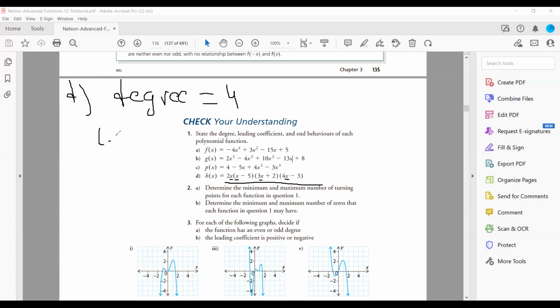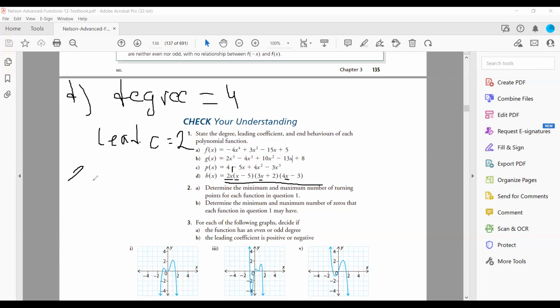Then the leading coefficient. To find the leading coefficient, we would have to look into this guy, because it's the only x that has some kind of multiple in front of it, so it will define the leading coefficient. And in this case, leading coefficient is 2, which is positive.